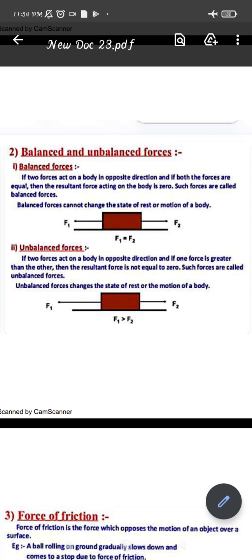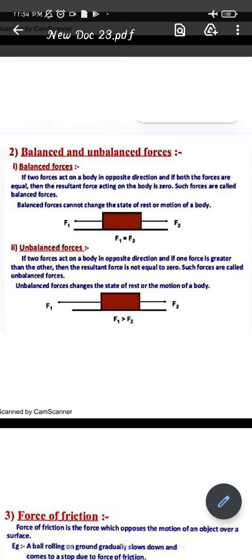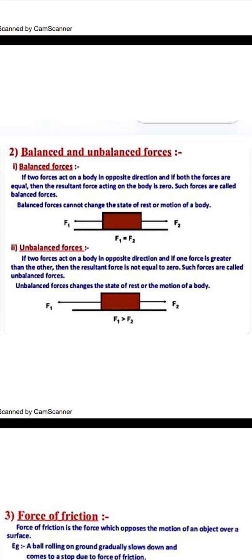So the object will not move. The balanced force does not enable the body to move, so it does not change the state of rest or the state of motion. We can say that the balanced force just keeps the body stationary, because you are pulling that object towards you with some force and the other person is also pulling the object with the same force. If someone's force increases, then the object can move towards him, but now both the forces are the same. So the object will remain constant, and both forces are of equal magnitude, that is 5 Newtons.